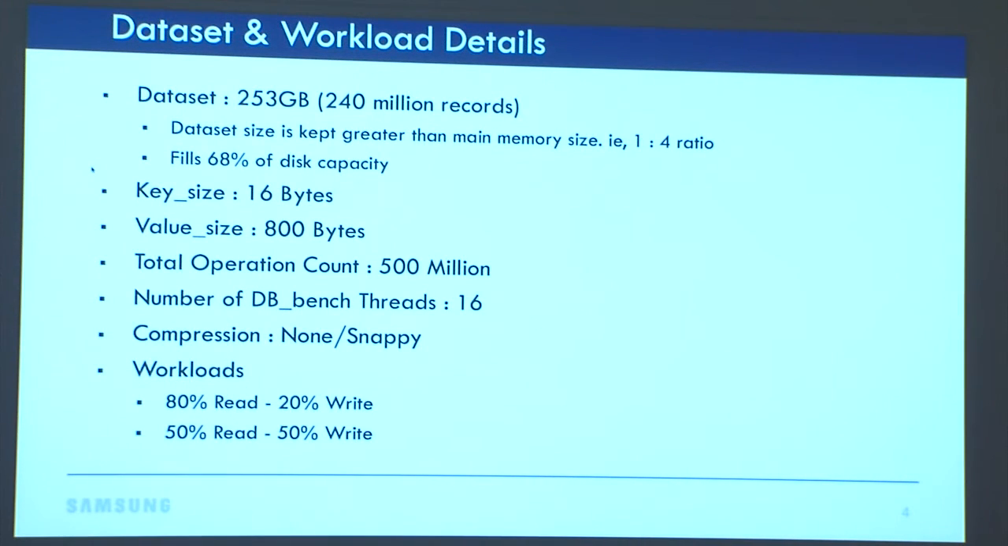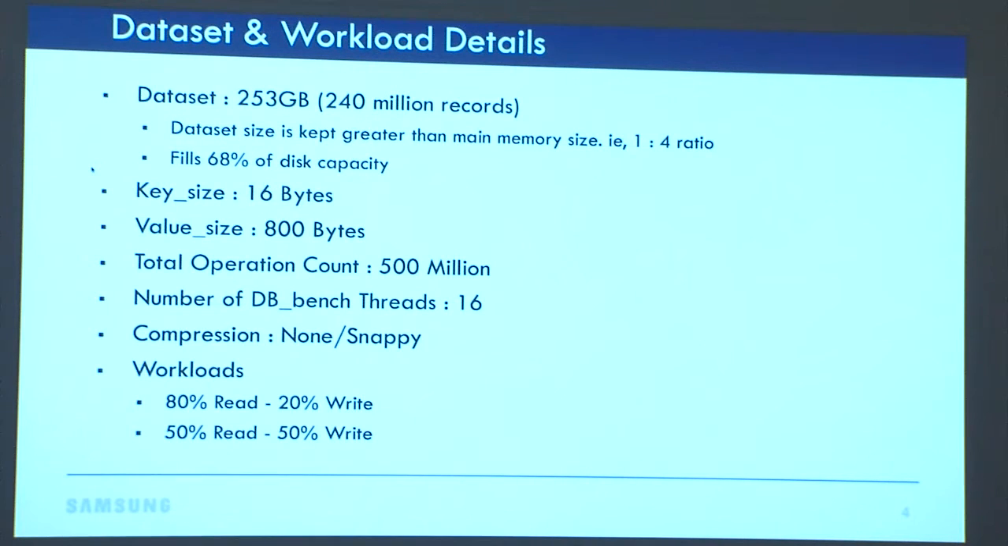The data set size we created is around 253 gigabytes. We created this using dbbench itself, using fill sequential followed by an overwrite, so that we have all the key-value pairs which are random. And we also kept it in a 1:4 ratio. That is, the RAM size is 64 GB and the data set size is around 253 gigabytes. The key size is 16 bytes, the value size is 800 bytes, and the operation count that we had set is 500 million.